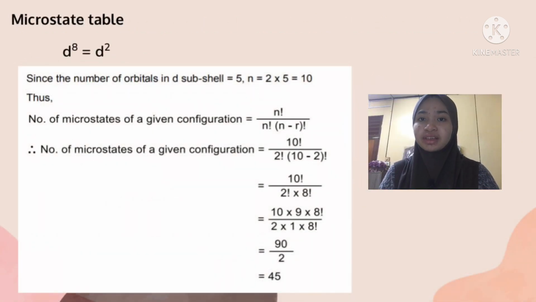So next is the microstate table. For d8, I refer to the d2 microstate table because they are the same. The total number of microstates for d8 is 45, and the calculation is shown in the slide. I have also listed all the microstates in the microstate table in the next slide.